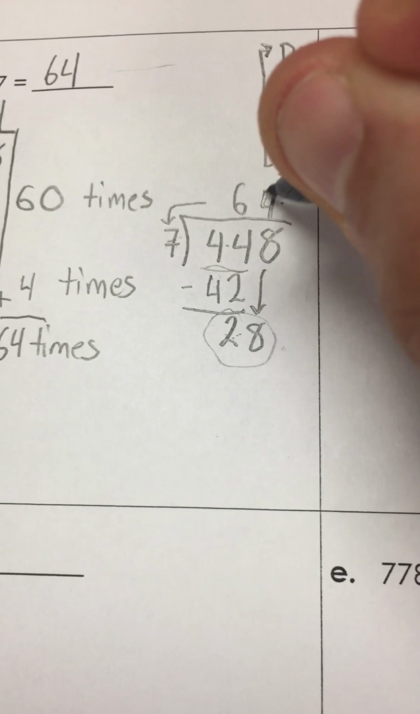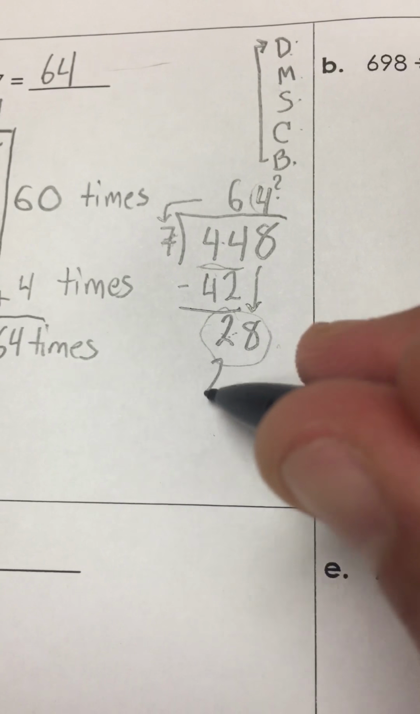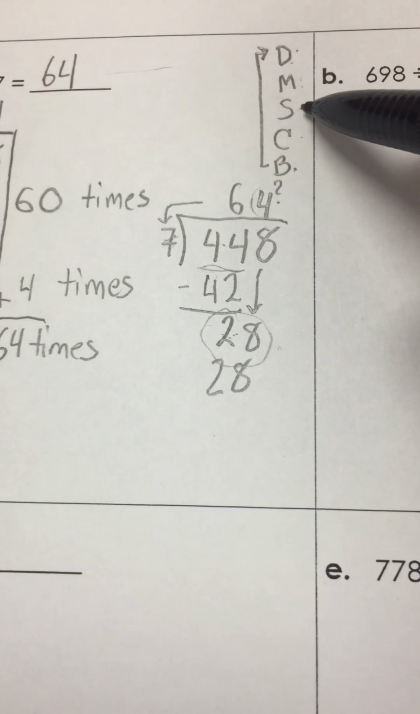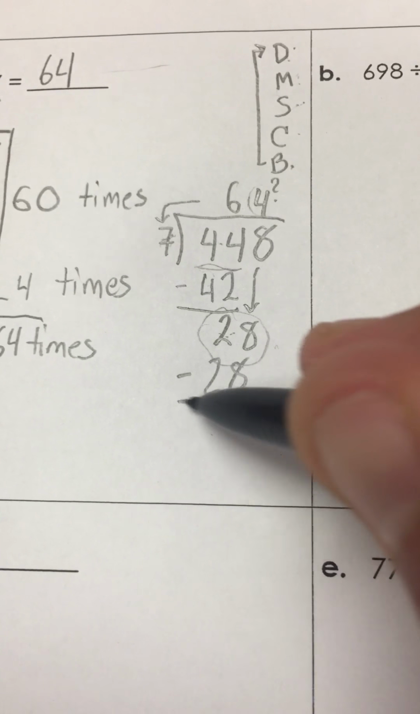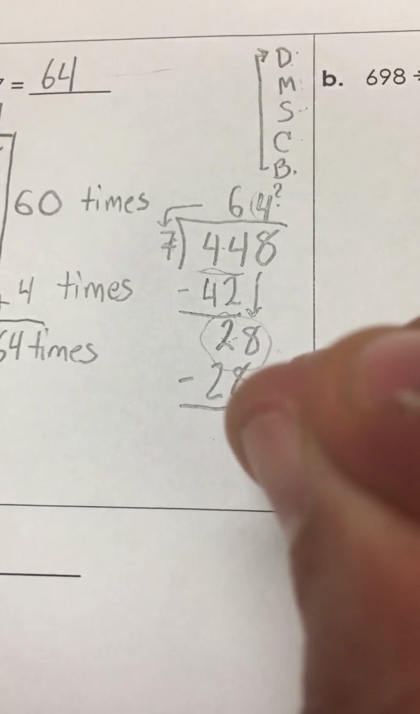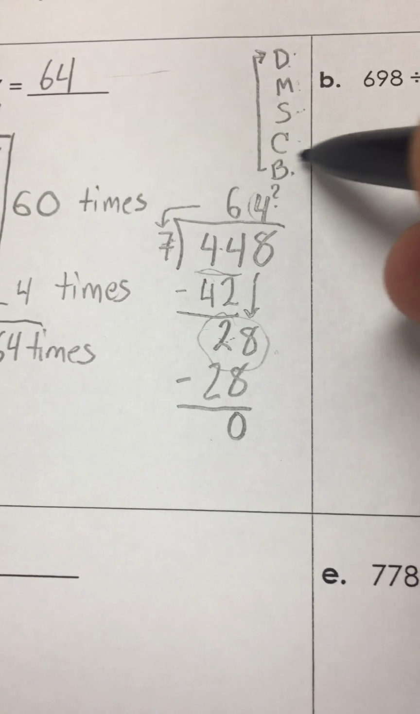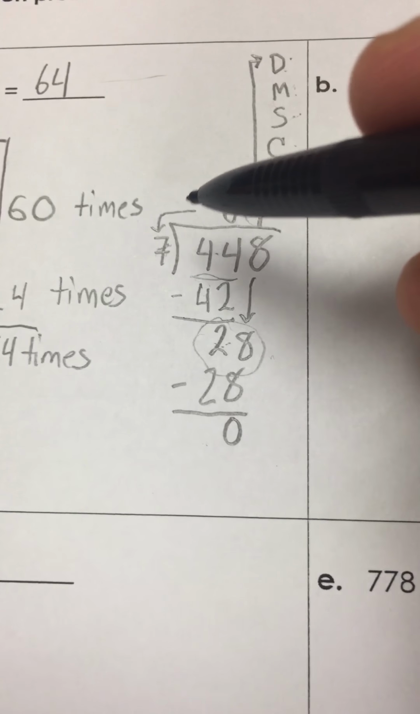And then we're going to do 4 times 7 equals 28. We multiply. Now we're going to subtract. 28 minus 28 equals 0. So we have no remainder. There's nothing else for me to bring down here. So my answer is 64.